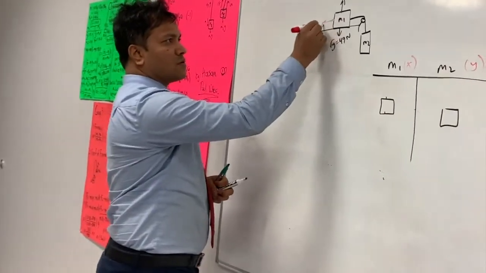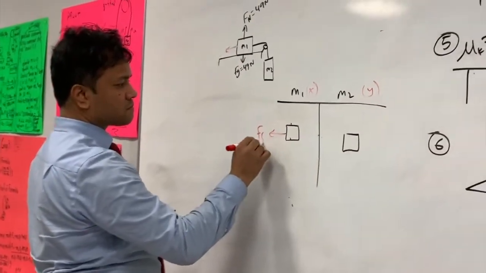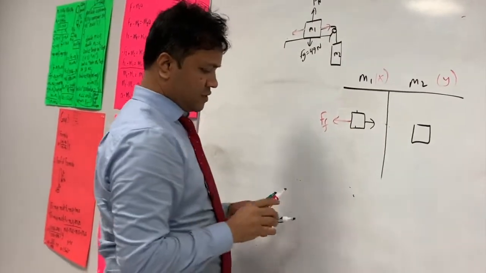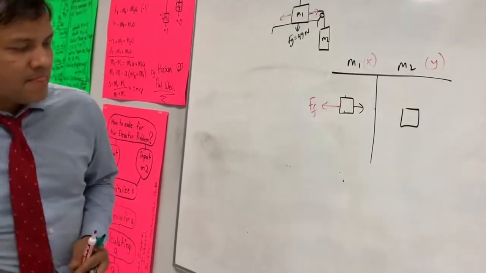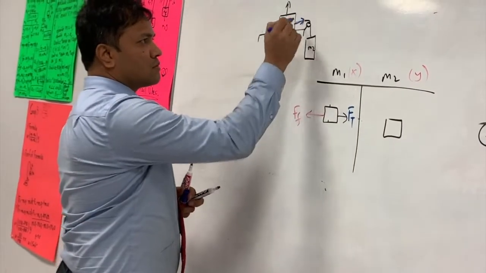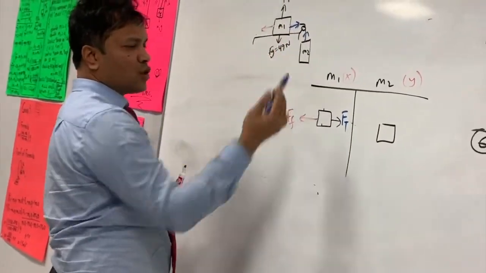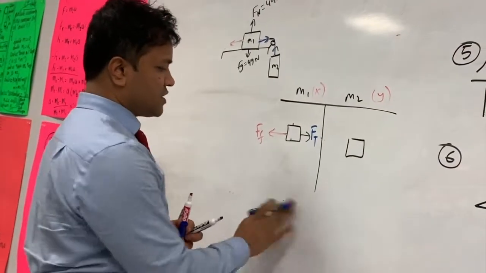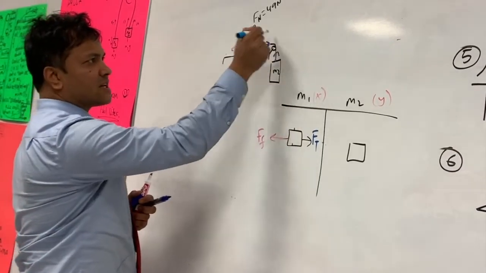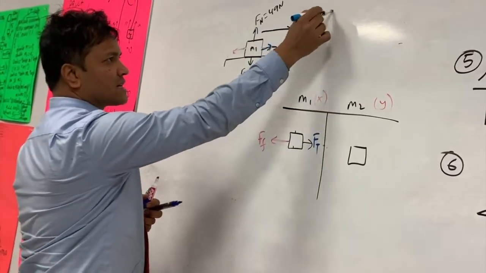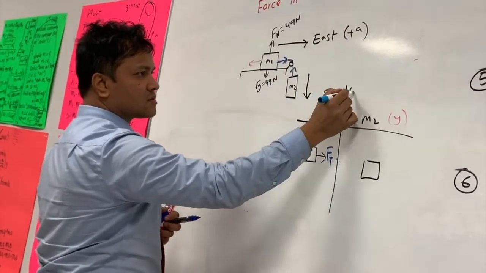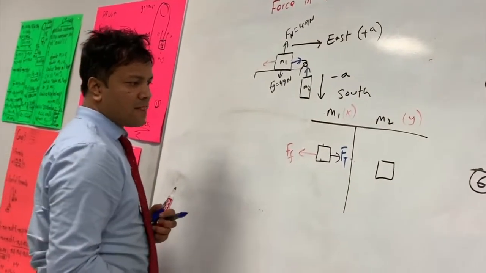In the x direction I have two forces. One is FF, and I have this one, tension, FT. This blue and this blue are the same thing because they're one rope, only one tension force. So let's write Newton's second law. This is acceleration to the east, so acceleration must be positive. This is accelerating toward the south, so that must be negative acceleration. Okay, good. So F equal to ma.